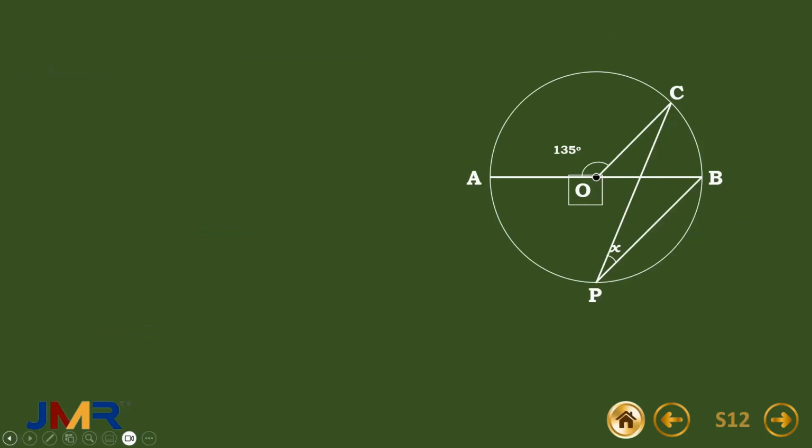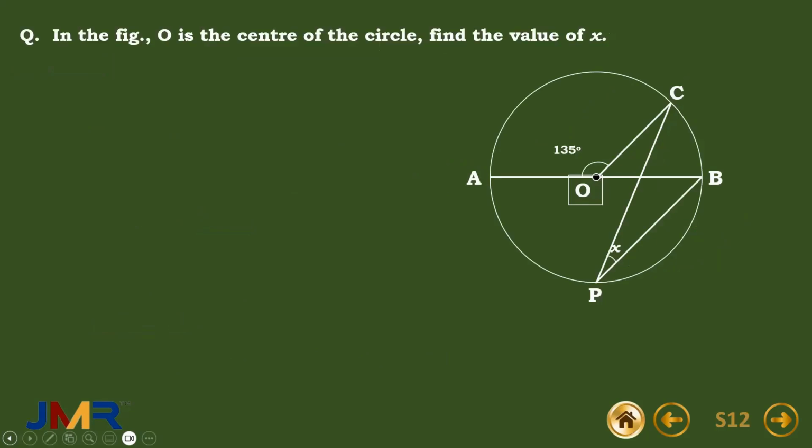Now you see what a tricky problem it is. Here, in this figure, angle AOC is 135 degrees, which is given. And we are asked to find angle BPC. It is marked as X. I want to find X. How can I do it?